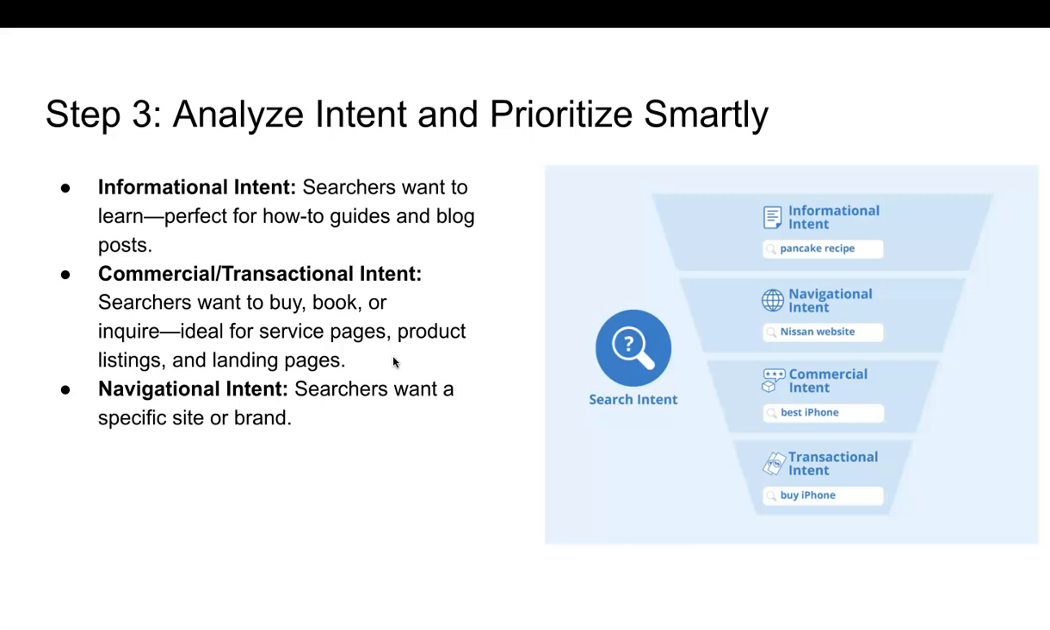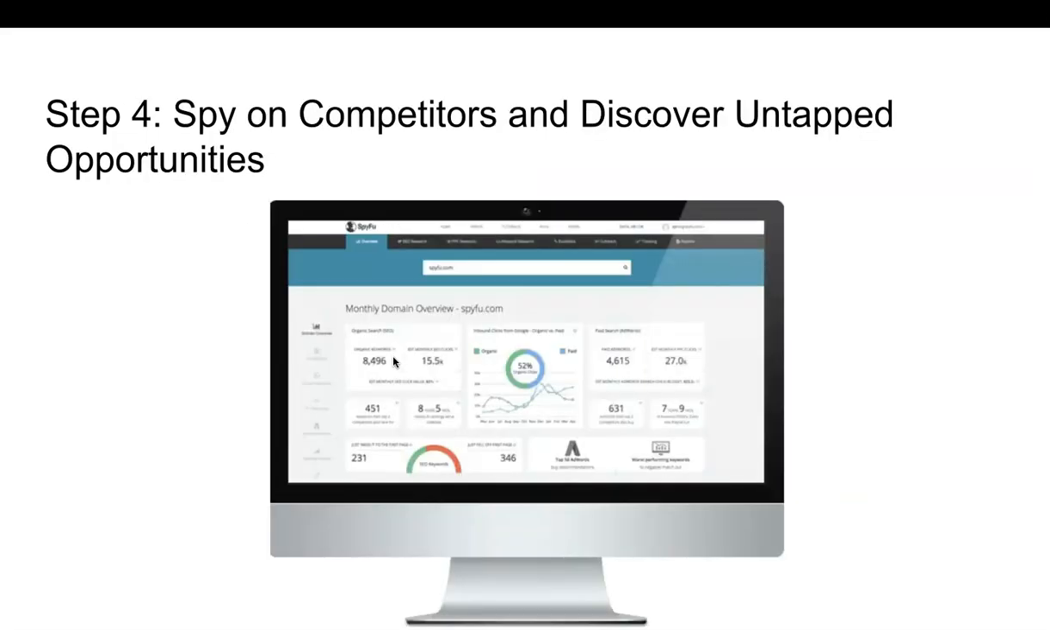So first, you want to focus on keywords that match your business goal. For example, a bakery wanting more local orders should prioritize commercial keywords like order birthday cake near me over more generic ones like how to make a cake or how to bake a cake.